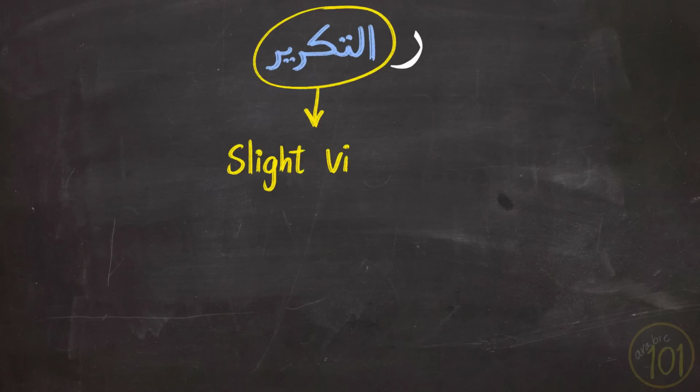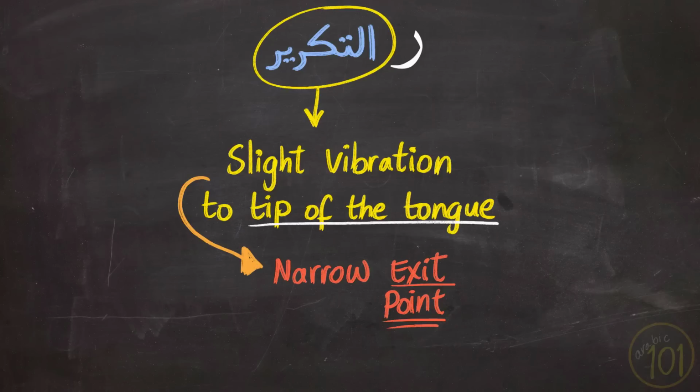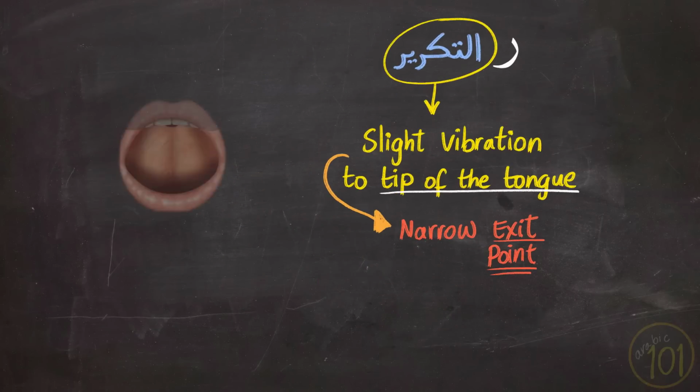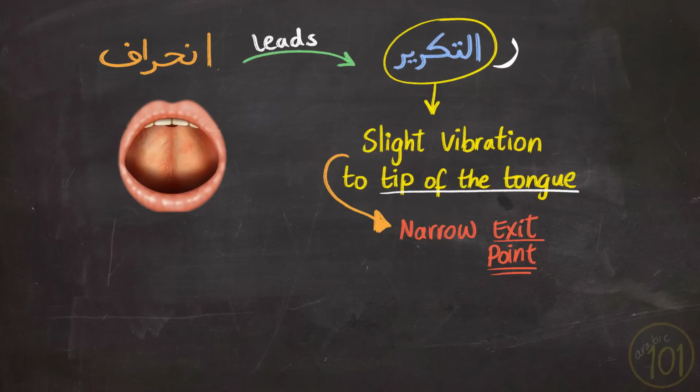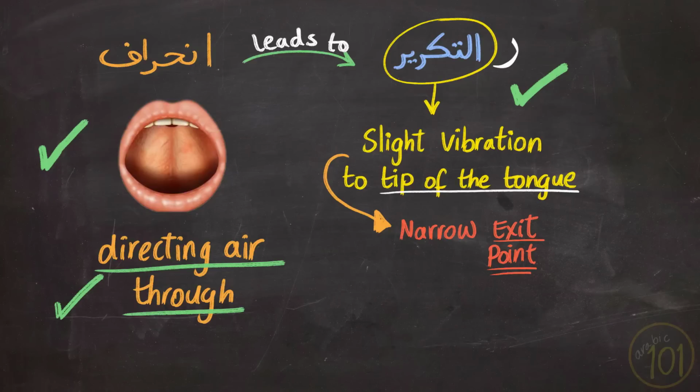Takreer is essentially a slight vibration to the tip of the tongue caused by the narrow makhraj or opening, and this small vibration is that unique sound of ra. So since it depends on the narrow exit point or opening through which air passes, as we just explained, inhiraf enables takreer, and without it, takreer will not happen at all or will not be executed properly. So proper takreer without exaggeration requires proper execution of inhiraf and directing the air through the proper exit point.